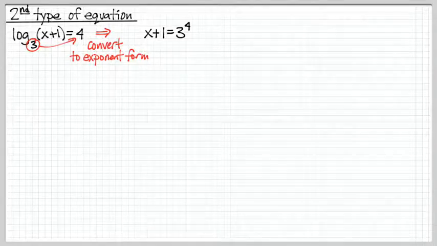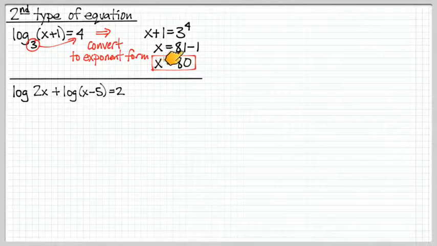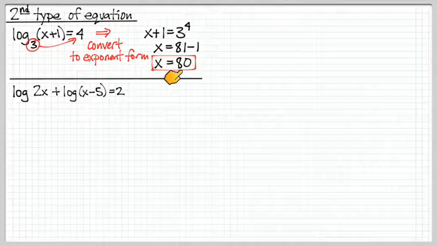Then we can go and solve this. x plus 1 is equal to 81, so x is equal to 81 minus 1, x is equal to 80.